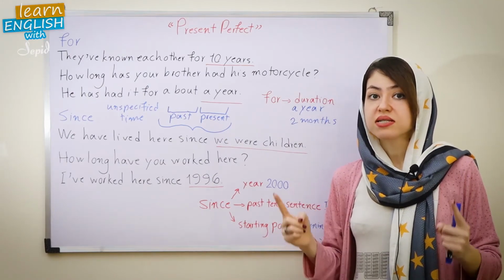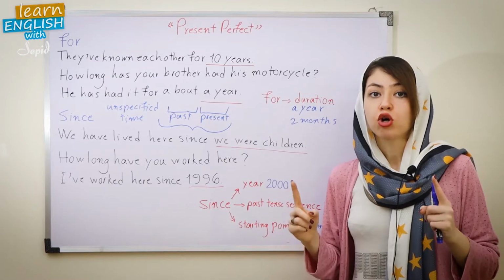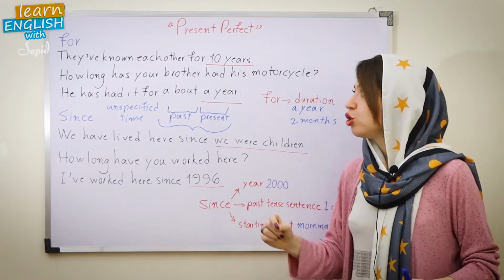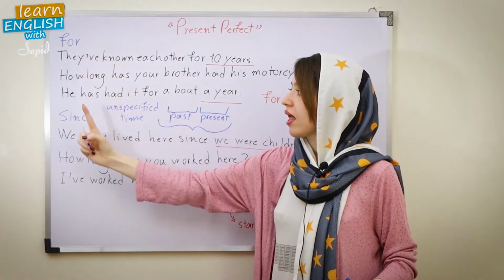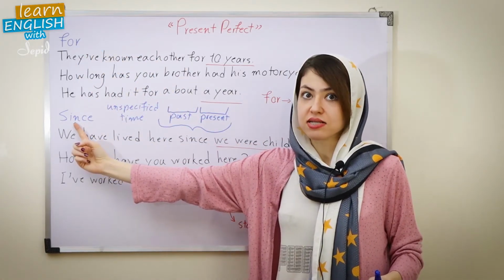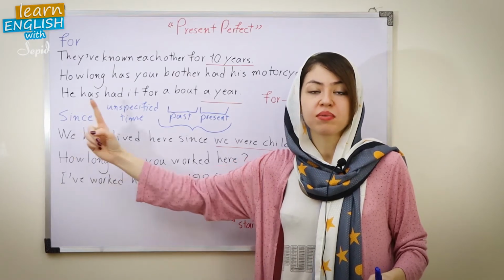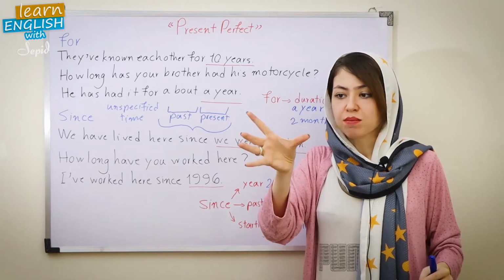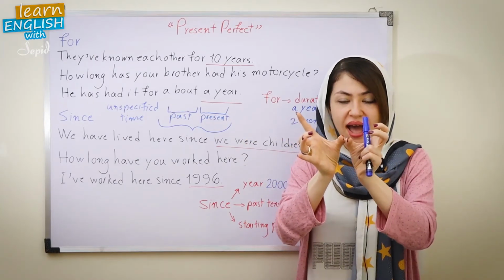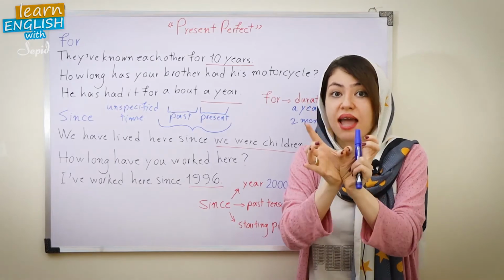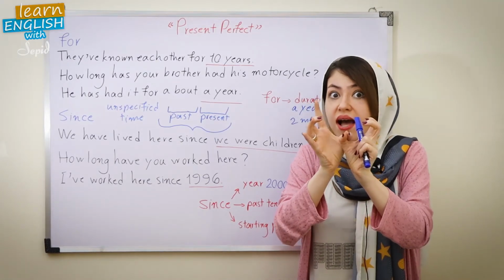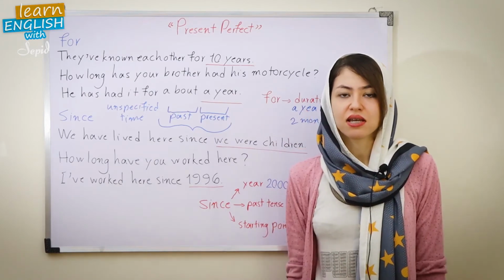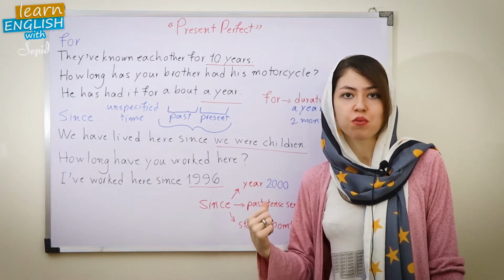So, in present perfect tense, in order to show the unspecified time, you should use for and since, okay? Why? Because present perfect is a tense which considers the present and the past as a single tense, okay? They are not separate in present perfect. They are a single tense. That's it. So let's go to the next point.